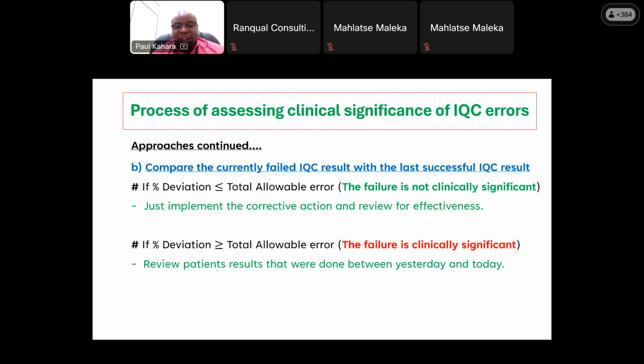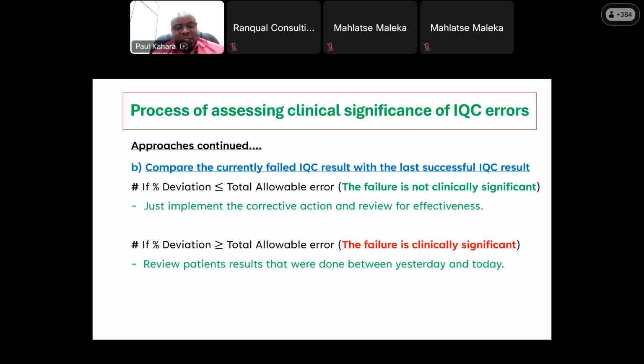So if an assessor on the day of audit asks you, did you confirm whether this IQC failure actually impacted patient results? You can use that percentage deviation to demonstrate to your assessor that the failure, yes, happened, we did something about it, and we can confirm it never affected patient results.